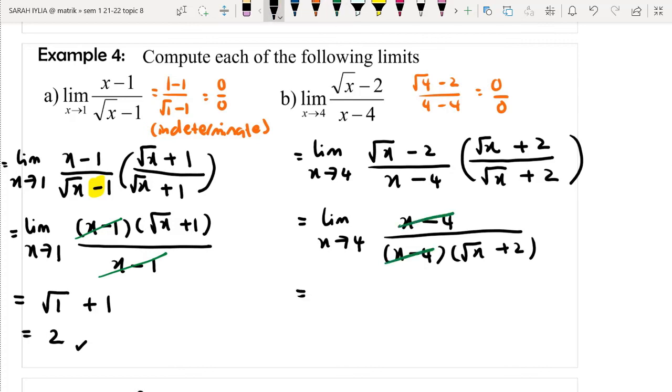So once again, try to substitute the limit. We have 1 over (√4 plus 2). So final answer here would be a quarter. 1 over 4.